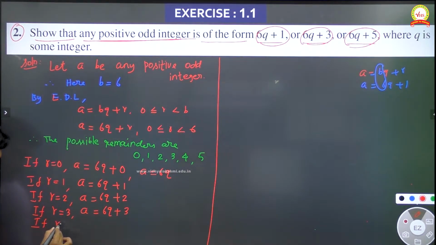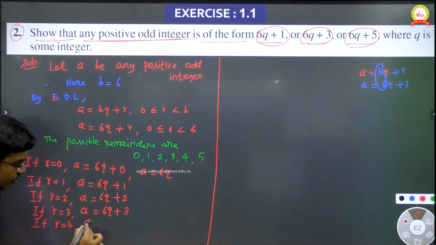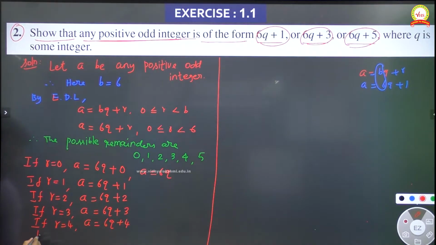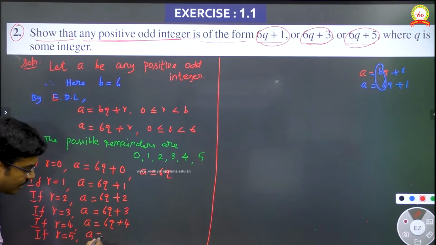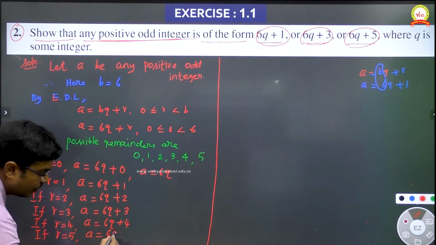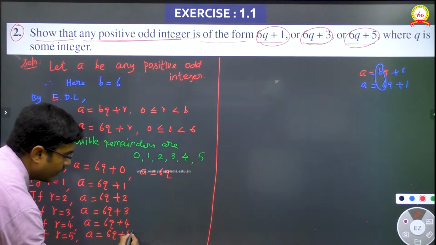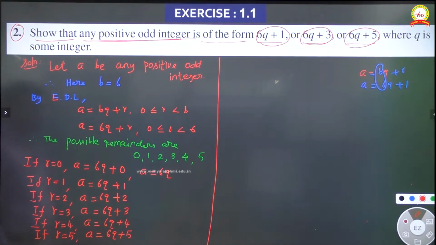If the remainder I take is 4, so a equals 6q plus 4. Then now the last one, if the remainder equals 5, so what is the integer? a equals 6q plus the remainder, 5. So these are the possible integers.